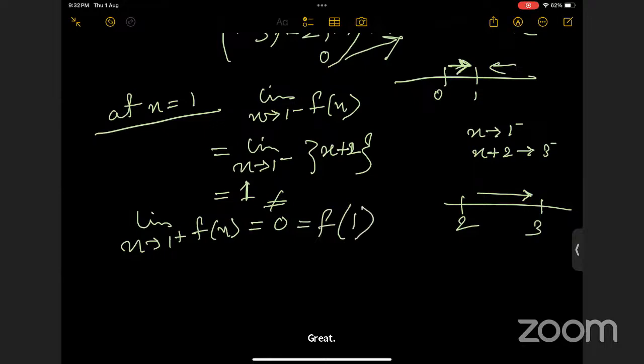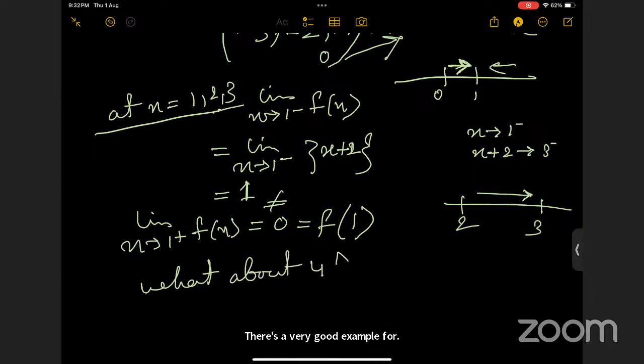Similarly, for the points 2 and 3, we can conclude the same, right? This is a very good example for people to understand limits. What about the point 4?